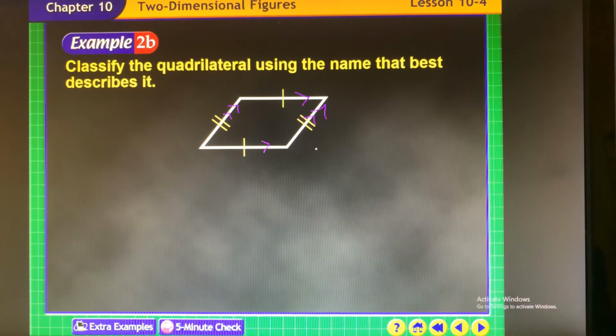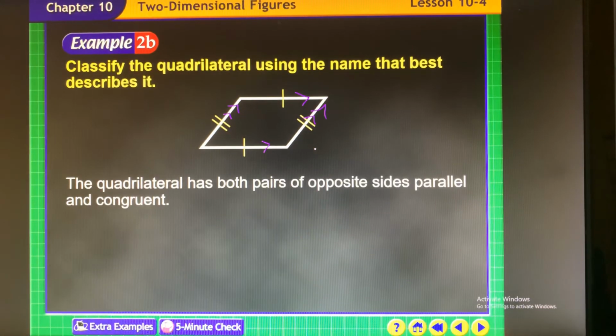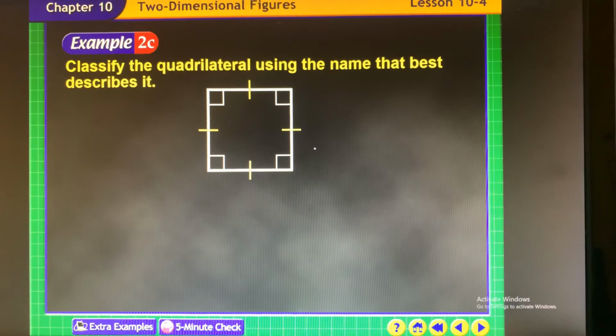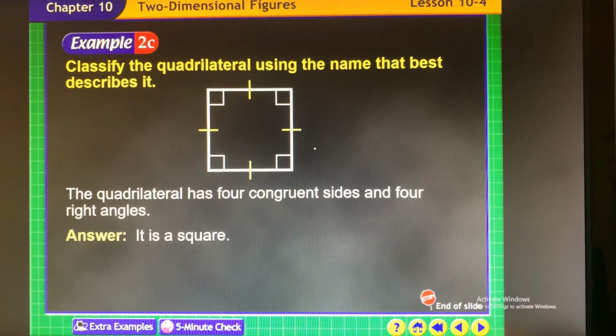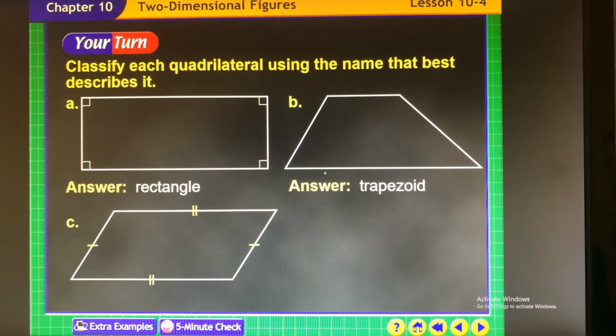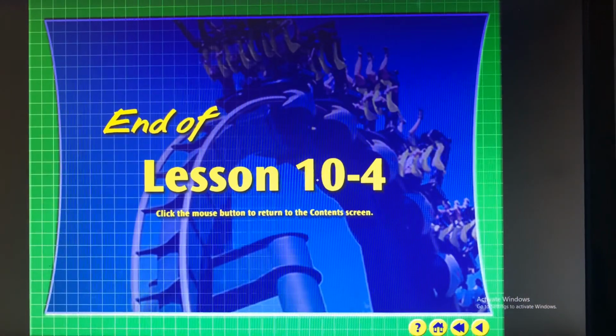I always say that a parallelogram is a rectangle caught in a windstorm, and a rhombus is a square caught in a windstorm. Somebody like blew it over or pushed it over. So there's a parallelogram. Obviously, that's a square. You have your rectangle, trapezoid, parallelogram. Easy. Good luck.